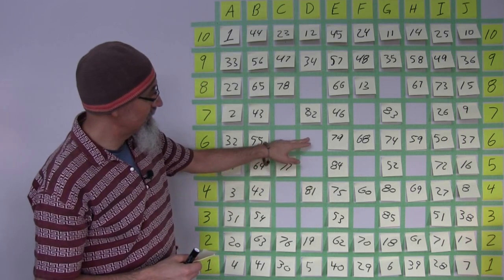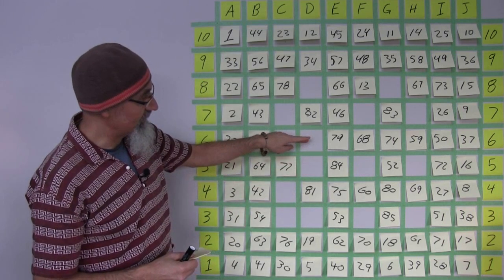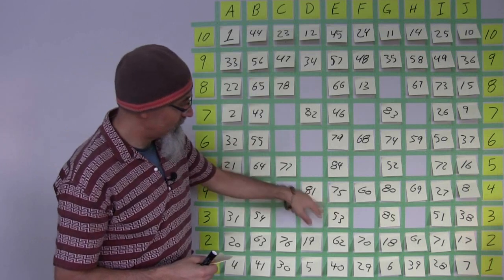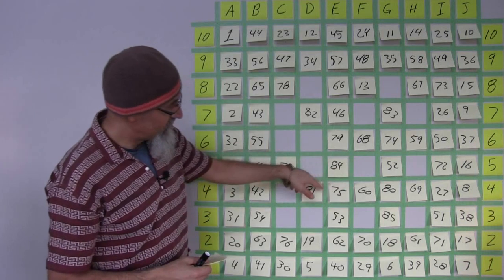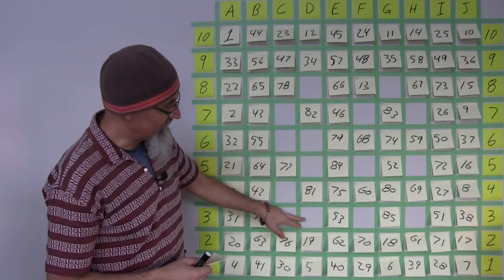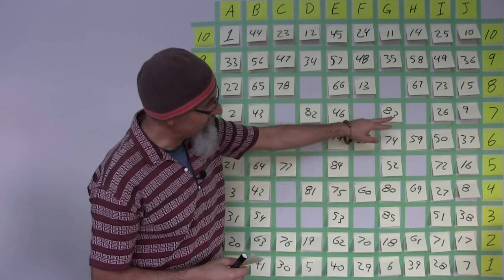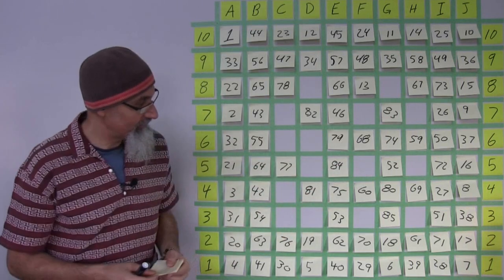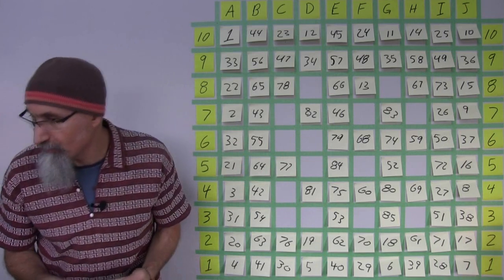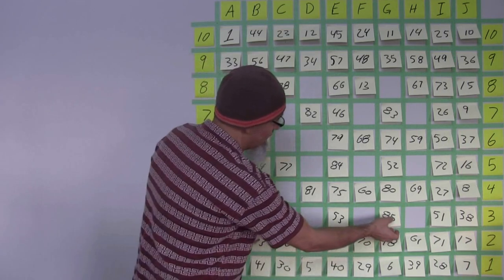Or 87. That's not gonna help us out. 86, 87, 88. That's not going to help us out. I see another direction we could go, Tony. We could go.